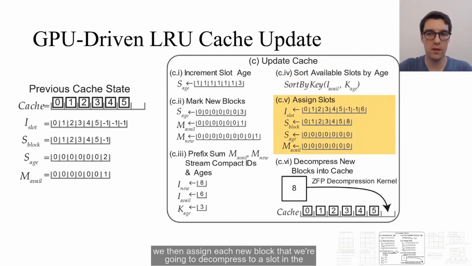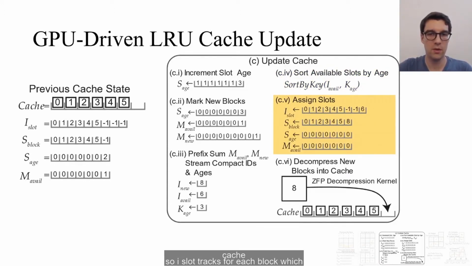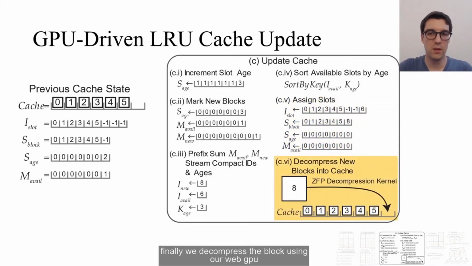We then assign each new block that we're going to decompress to a slot in the cache. So I slot tracks for each block which slot it's stored into. So block 8 is stored in slot 6, and S block stores for each slot which block is stored in it. So block 8 is stored in slot 6. We also reset the age and unmark that slot as available. Finally, we decompress the block using our WebGPU ZFP decompression kernel and output it to the slot in the cache.